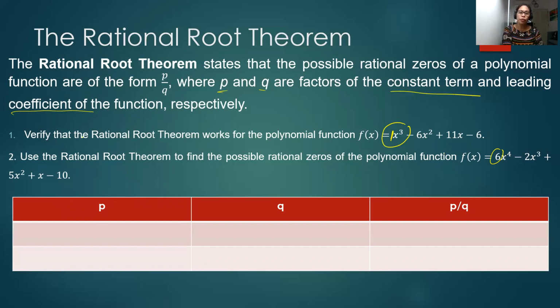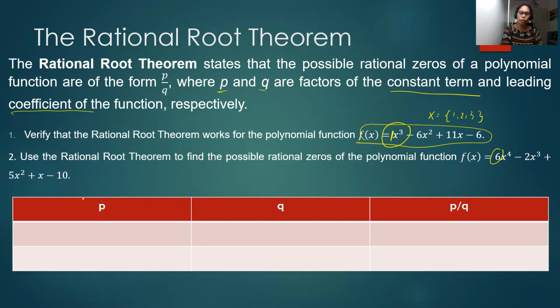Verify that the rational root theorem works for the polynomial function f of x defined by this. If you remember, we made use of this as our example in the previous slide, and we worked on the zeros of this. In fact, the zeros of this are 1, 2, 3, right? And how do we work on the zeros? This theorem will help us. So let's work on the steps.